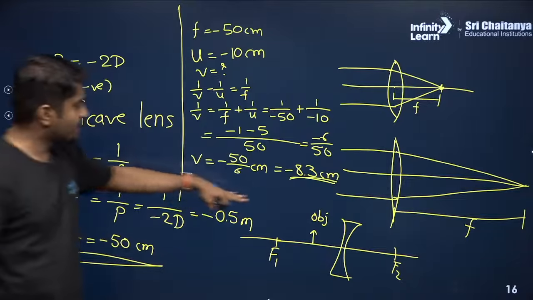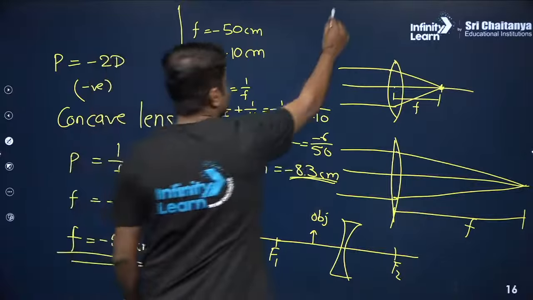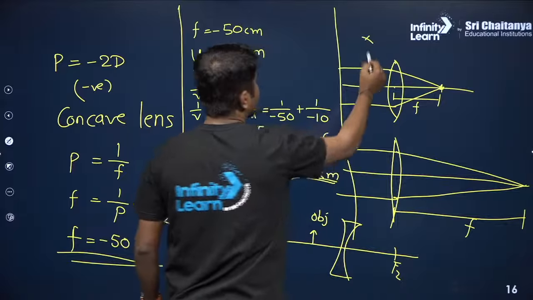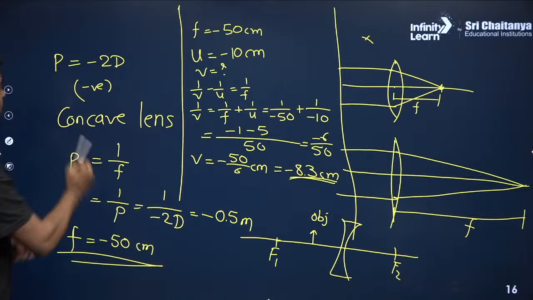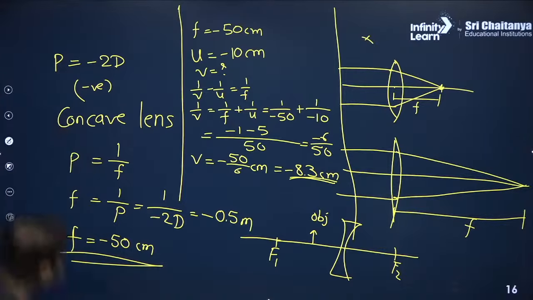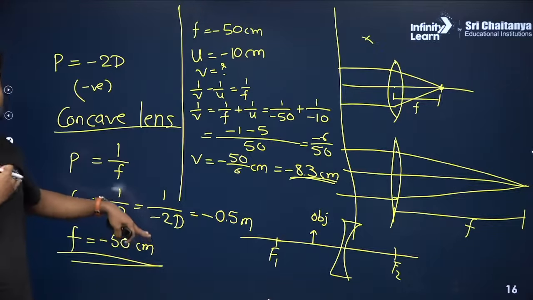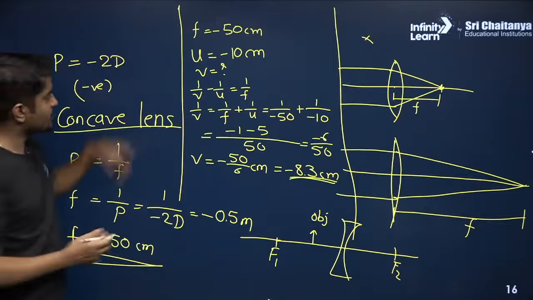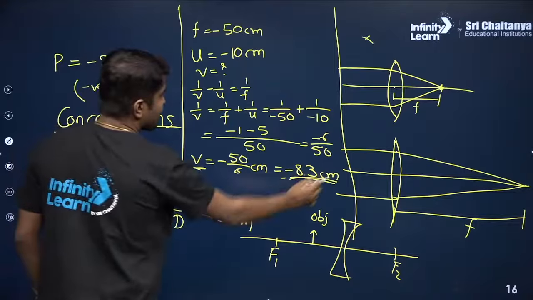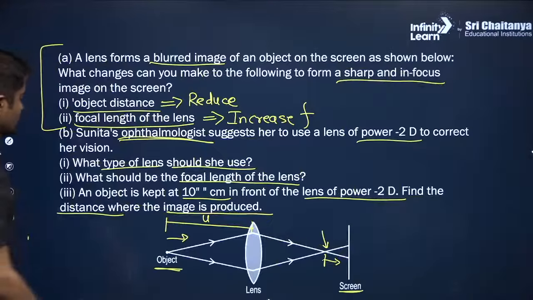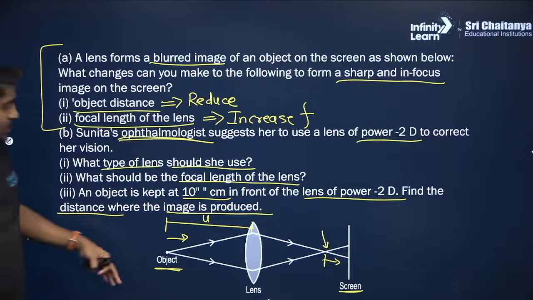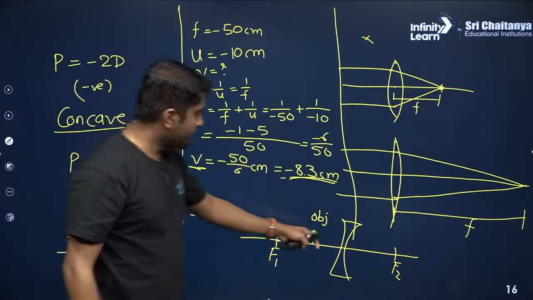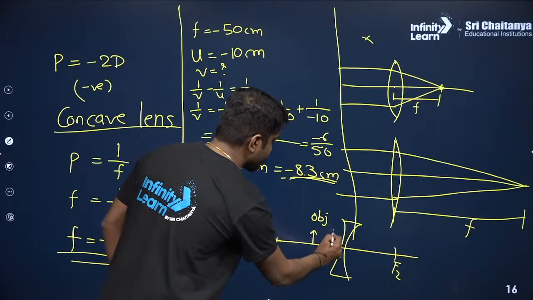Yes, it is a concave lens. I got confused with this. This was the earlier question. So here we have the concave lens and focal length is -50 centimeter. Okay, substitute these values, you get the V, which is -8.3 centimeter. So the image is produced at -8.3 centimeter. So somewhere in between the object and the lens is going to be the image. Okay.